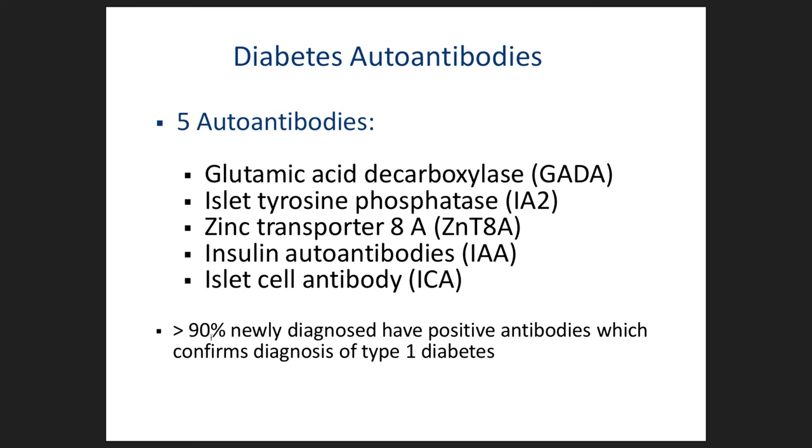They have found that more than 90% of newly diagnosed diabetes have positive antibodies to confirm diagnosis. But in real practice, not every child with type 1 diabetes gets autoantibodies done, only children with possible other types of diabetes.